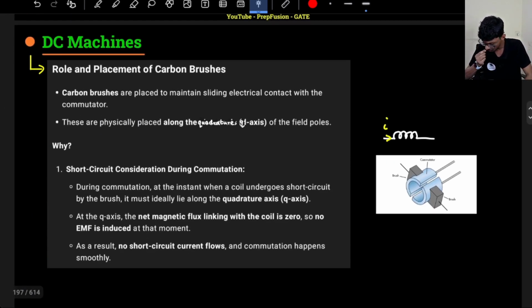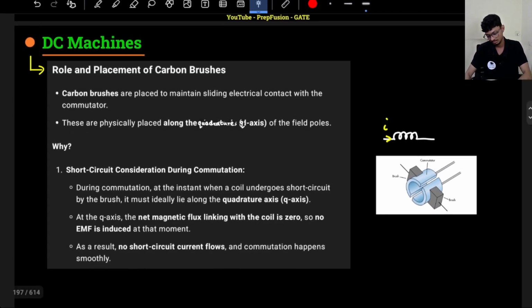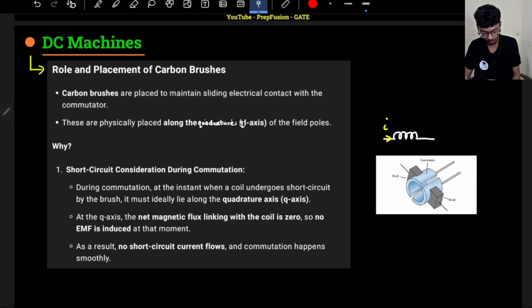Now, one more important portion is where should I place the brushes, right? Because if you see, the commutator is here. What is a very good placement for carbon brushes? Why can I place the brushes so that the machine can work at best efficiency, right? Carbon brushes are placed to maintain the sliding contact, right? This commutator also rotates with the coils. Basically they are used to maintain this sliding contact.